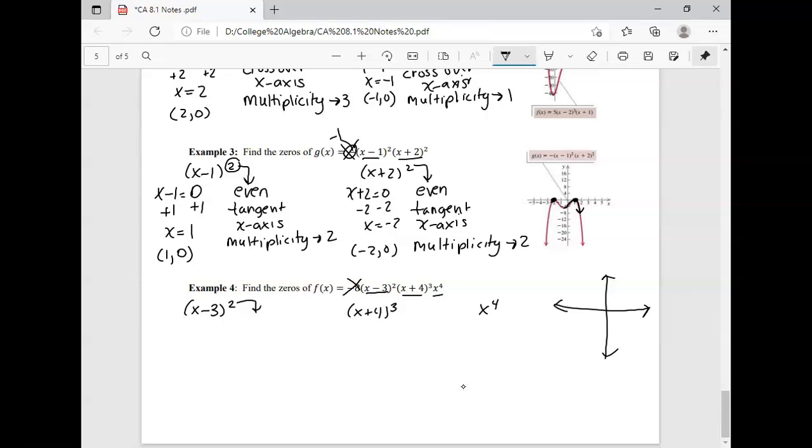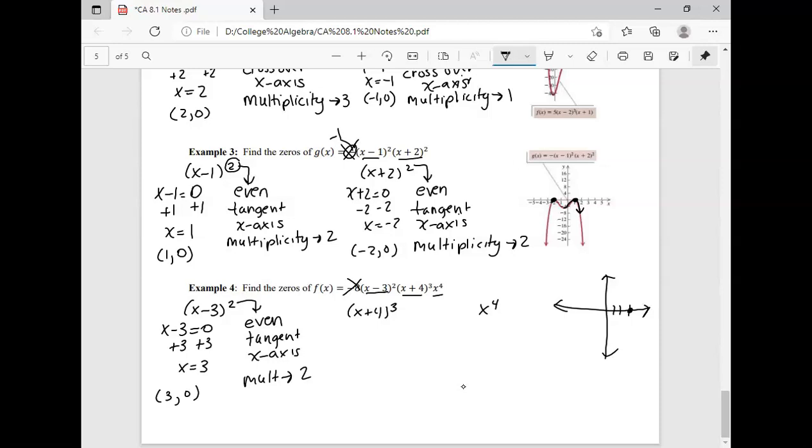This 2 is even. If it is even, does it cross over or bounce off? It bounces off, so it is tangent to the x-axis, it's what we call that. I know that this has a multiplicity, I'm not going to write out the whole word, but it has a multiplicity of 2. If I want to find the intercept, I would say x minus 3 equals 0. I would solve that, and so x equals 3, that point 3, 0. So 1, 2, 3, 0. Kind of important. I know that's going to be there.